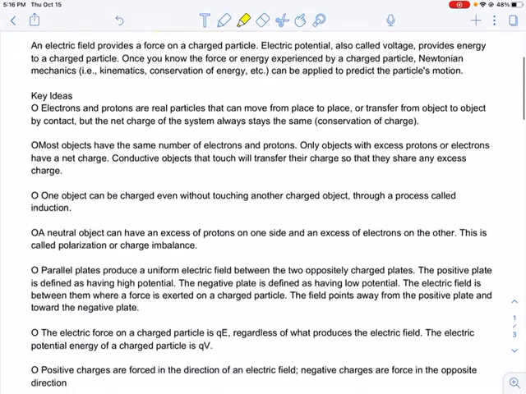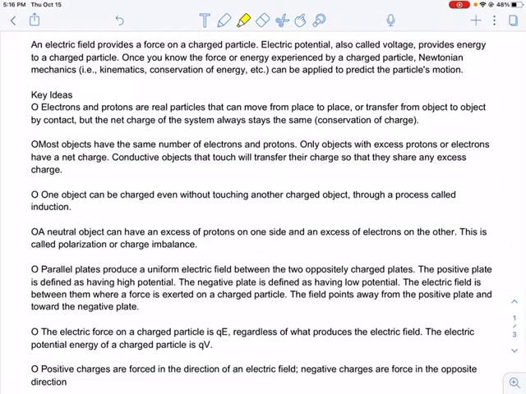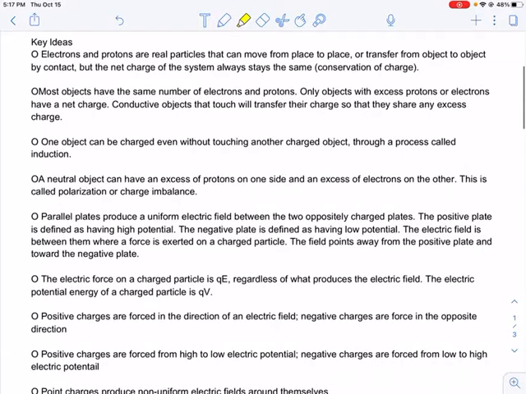An electric field provides a force on a charged particle. So again, this electric field is how we give a reason for the forces that we see. Electric potential, also called voltage, provides energy for a charged particle. Once you know the force or the energy experienced by a particle, Newtonian mechanics can be applied to predict the particle's motion. Here are some key ideas.